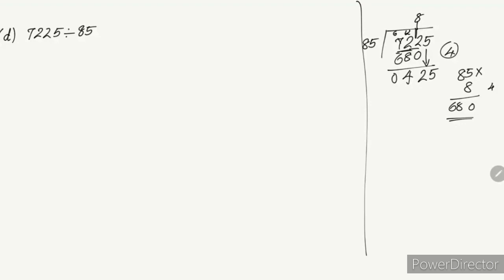Now 425. And we can go for another multiplier of 85. 85 into 5, 5 into 5, 25. So 5 here and 2 here. 8 into 5, 40. 40 plus 2, 42. And we will get 5 here. 5 into 85, 425. And while subtracting this, we will get 0 as the remainder. That means 7225 divided by 85 equals 85.